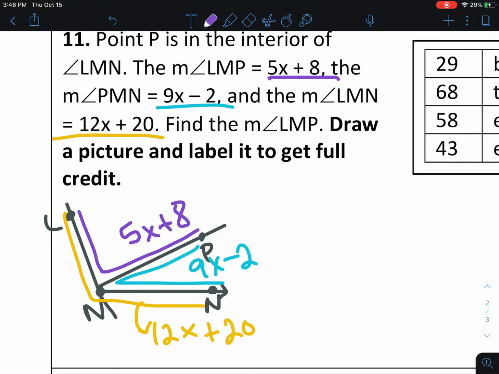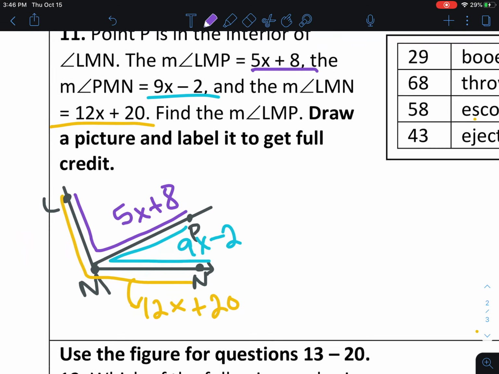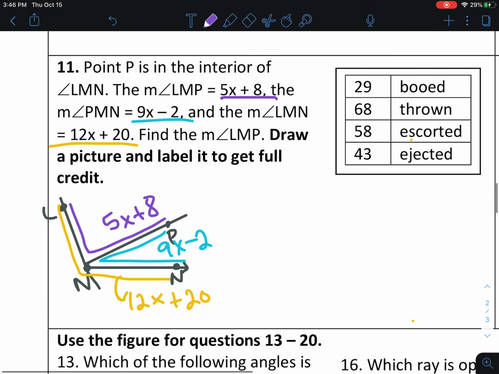All right, so number 11, point P is in the interior of angle LMN. I already went ahead and set it up. So this is going to be a part plus part equals whole problem.